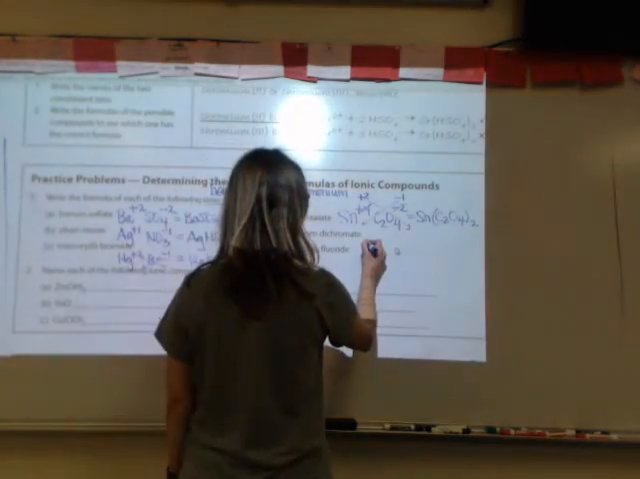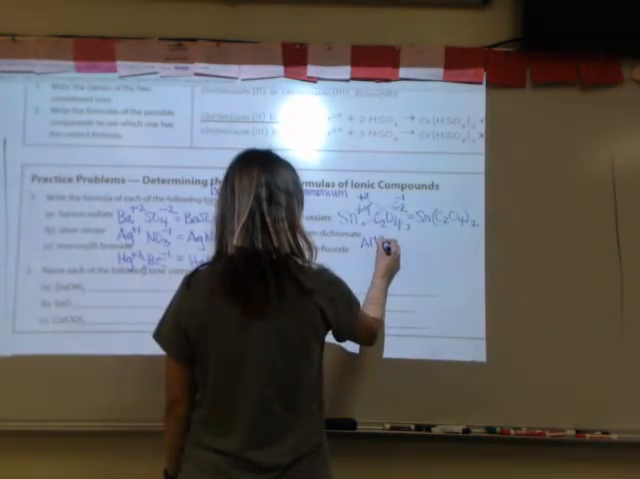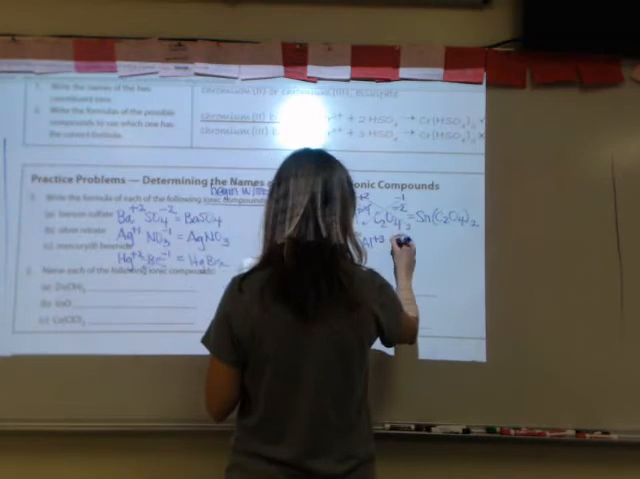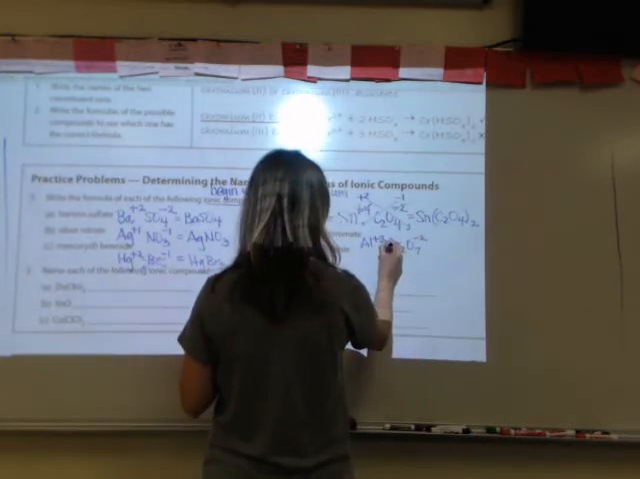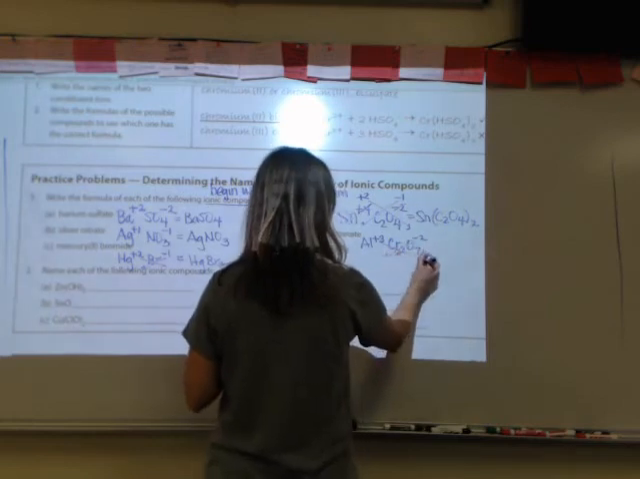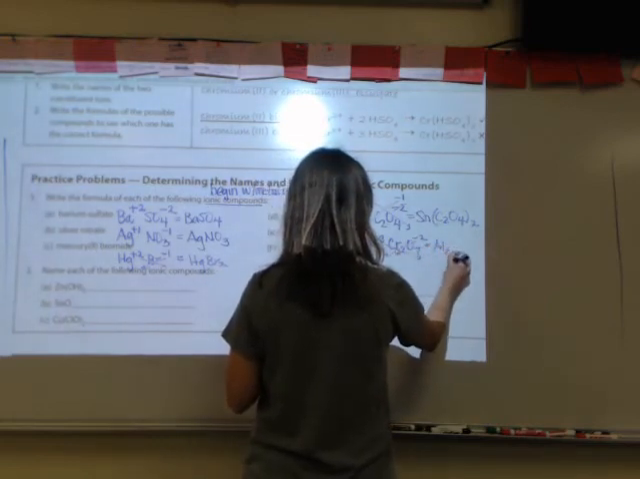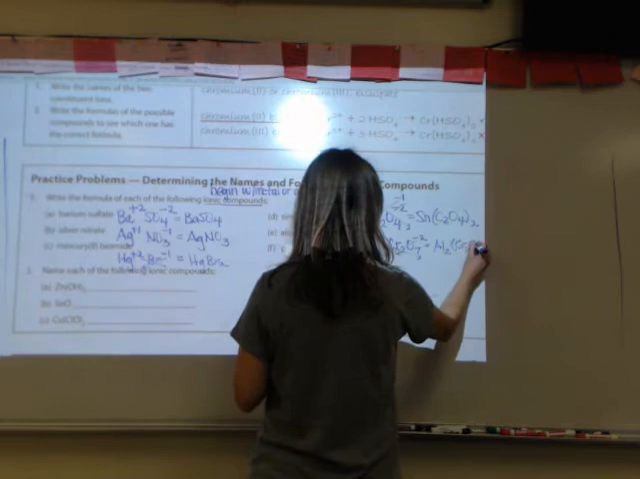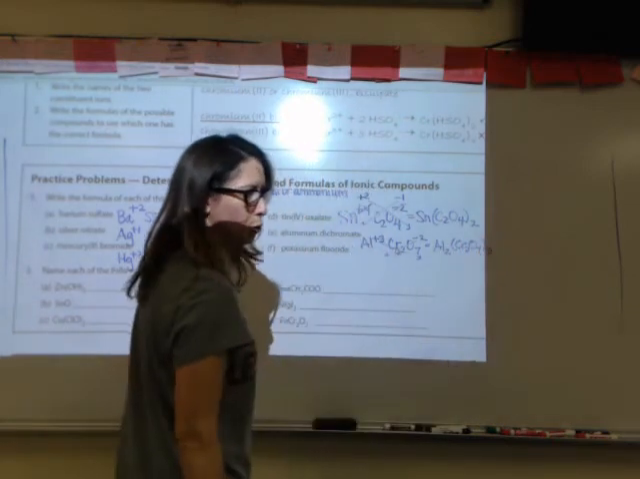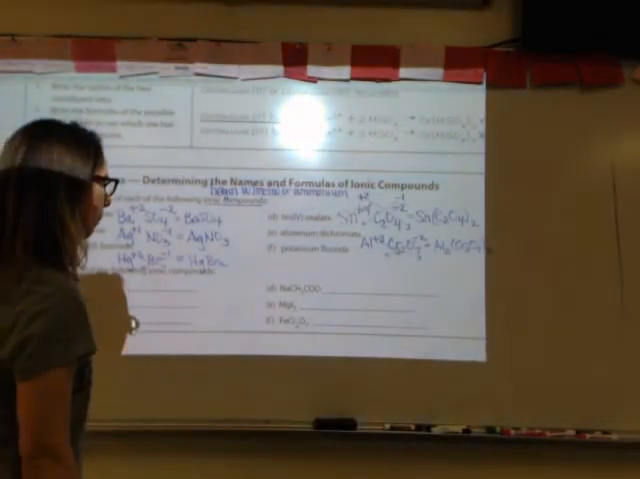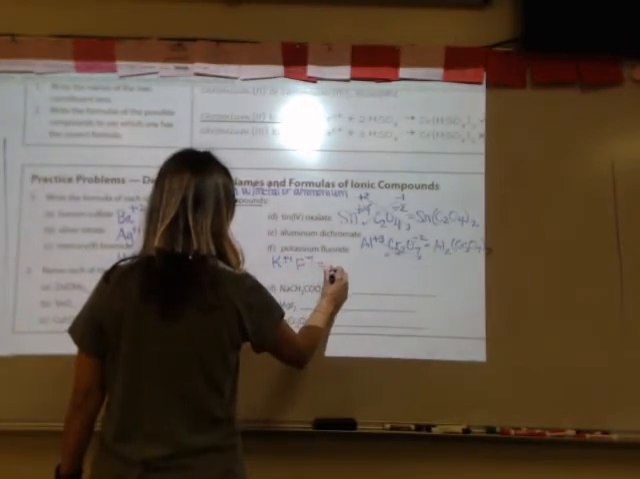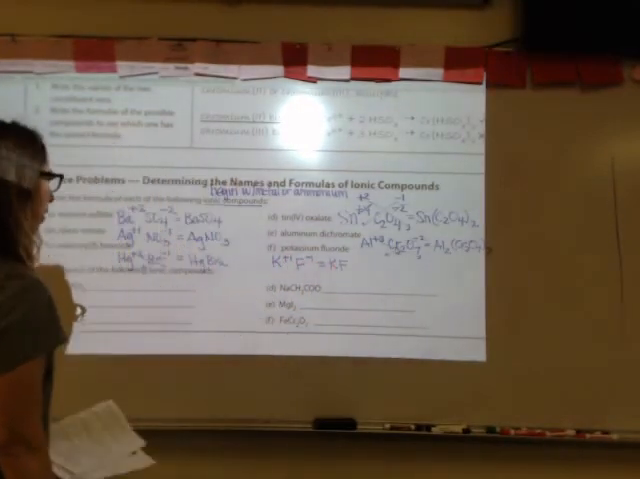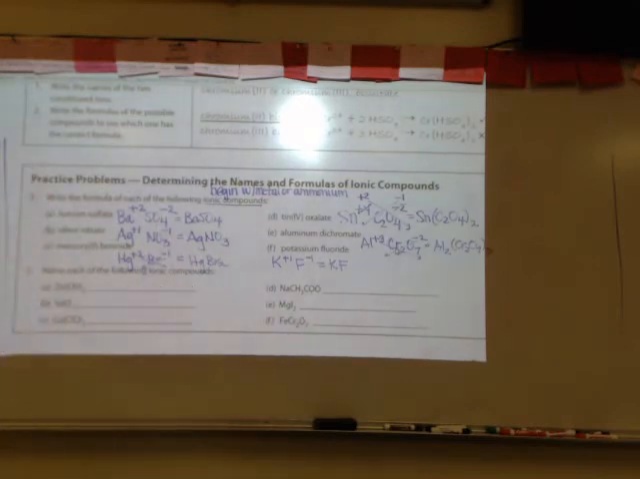E, aluminum dichromate. Aluminum is Al +3. Dichromate is on the bottom left of your periodic table. It's Cr2O7. You're going to cross the numbers and the charges to give you Al2, put the Cr2O7 in parentheses with the 3 on the outside. F, potassium fluoride. It's K +1, F -1. The numbers and the charges cancel. That's how you get KF.